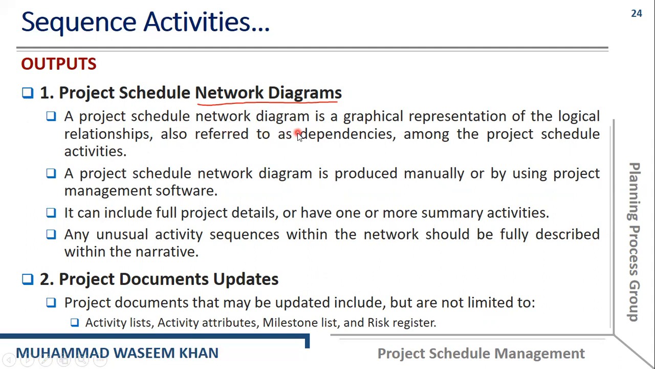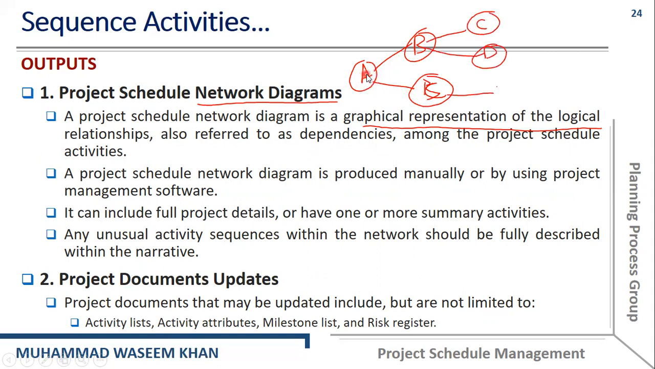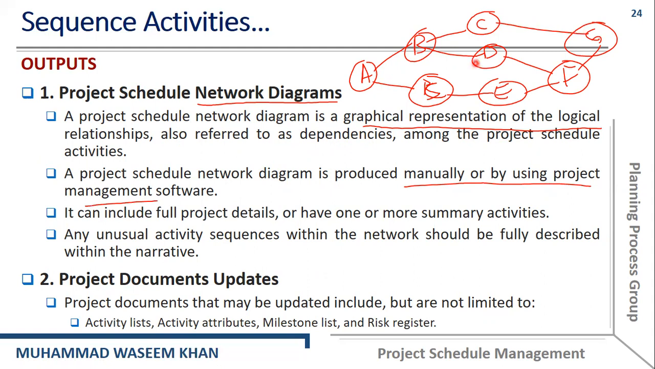So a project schedule network diagram is a graphical representation of the logical relationships, also referred to as dependencies, among the project schedule activities. For example, we have activity A, activity B, activity C. After completion of activity A, we can start activity B and activity C. After completion of activity B, we can start activity C and activity D. After completion of activity C, we can start activity G. And after completion of activity D, we can start activity F, and so on.